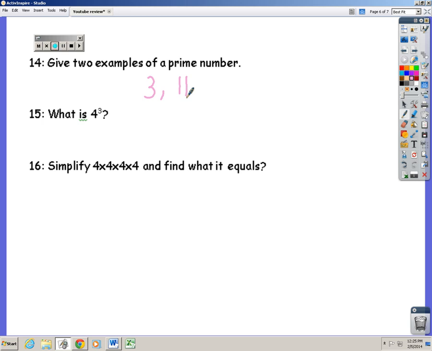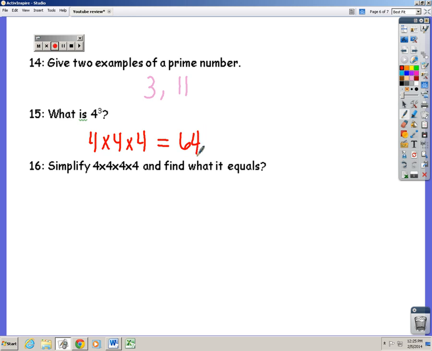Now we're going to look at number 15. Number 15 is 4 to the third power. So in this, that actually means 4 times 4 times 4. To find the answer of that, I would multiply those together, and I would end up getting 64.